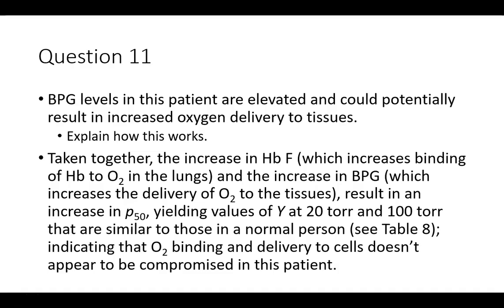So, what about BPG? Because her BPG levels are higher too. Well, BPG stabilizes the T form, so you have to explain how this works, and I'll do that in a second. If the hemoglobin F increases the binding affinity of hemoglobin in the lungs, and the increase in BPG increases the delivery of oxygen to the tissues, that could explain why she has the P50 that she does. And that could explain why her oxygen delivery doesn't appear to be compromised.